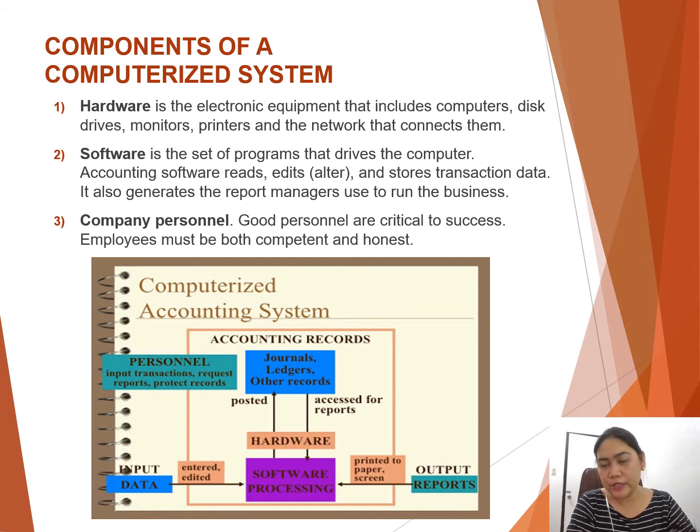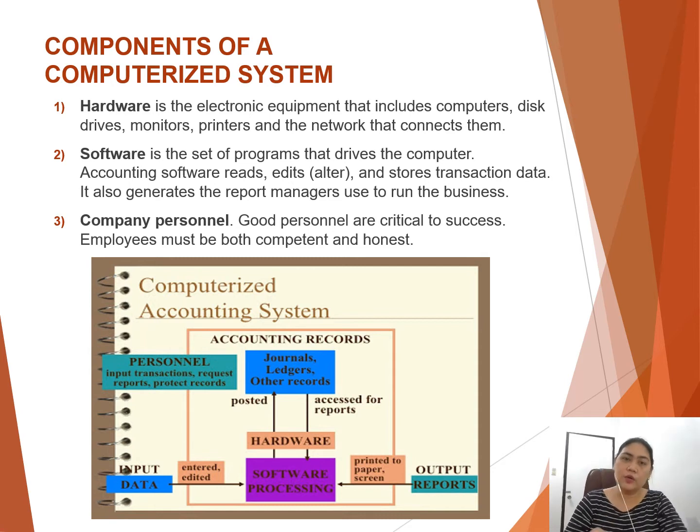We will now proceed with the components of a computerized system. So there are three. The first one is the hardware. So we are all familiar with that. These are the electronic equipment, which includes the computers, the disk drives, the monitors, and the printers.